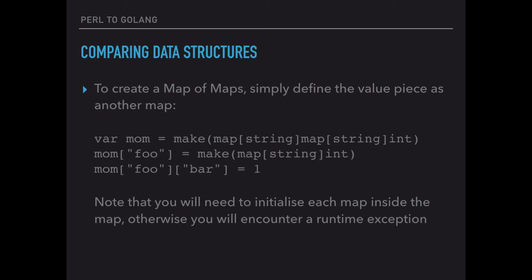It's important to remember that not only do you have to initialize the first map using make, you also have to do the same for all the maps inside the first map. On the plus side, accessing maps of maps is very similar to Perl. You simply concatenate the different keys and get or set its value.